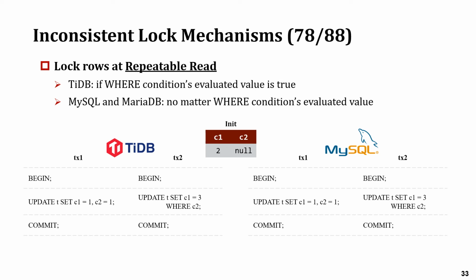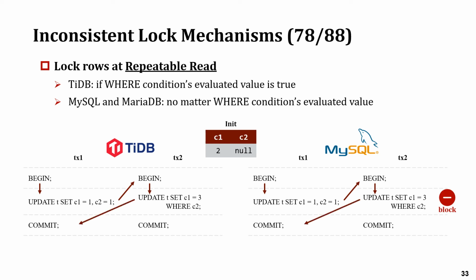Here is an example of repeatable read for MySQL and TiDB. The initial table contains only one row with record 2 and null. Transaction 1 first updates column C1 value to 1, and transaction 2 tries to update the row where column C2 is not null. In TiDB, transaction 2 first evaluates the where condition on the first row to be false, so it is not blocked. However, in MySQL, transaction 2 is blocked.